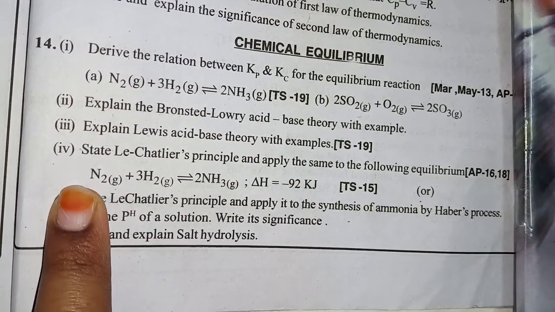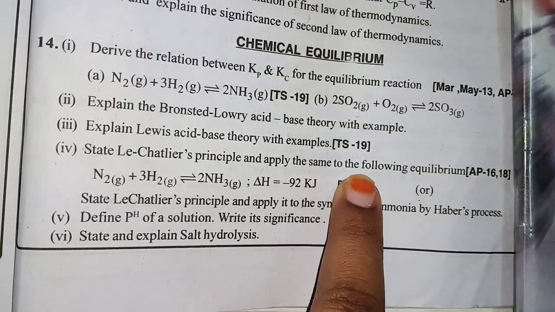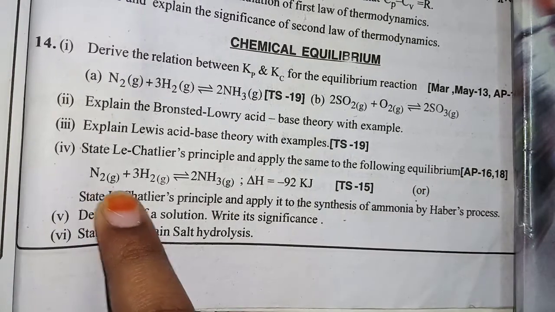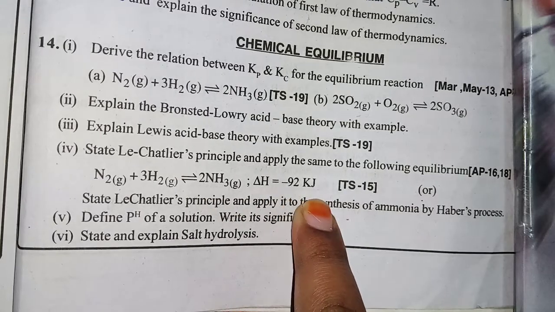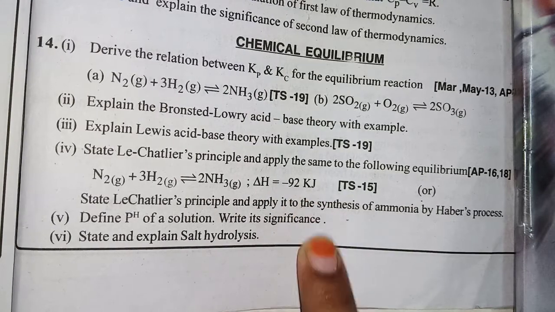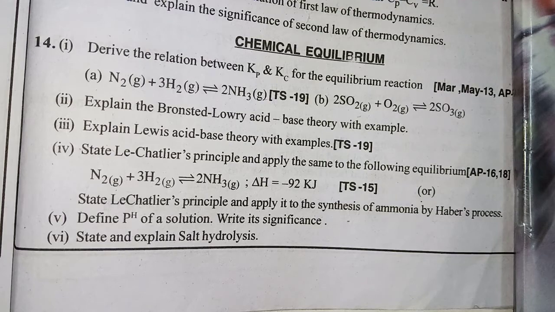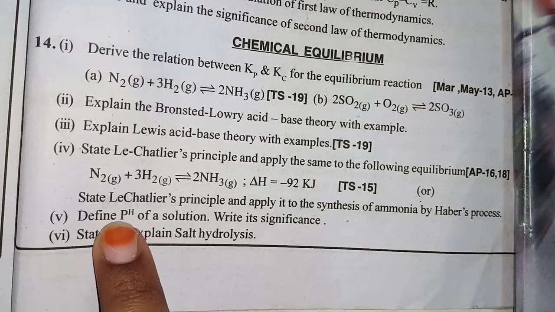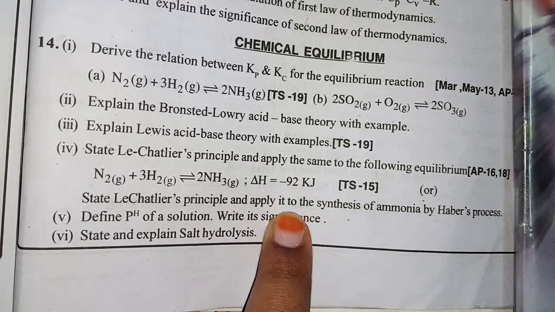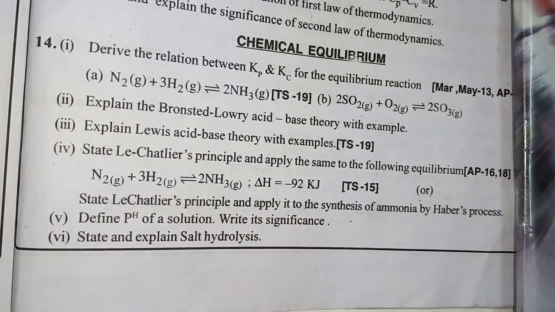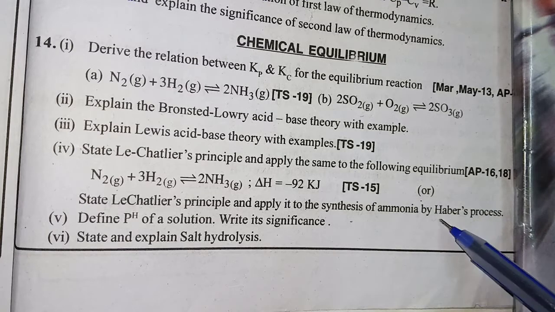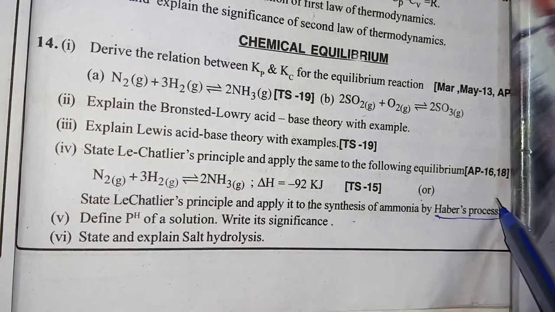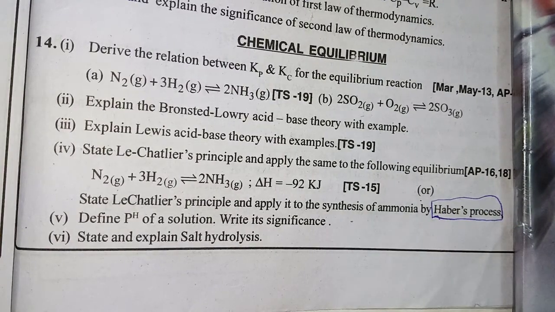Fourth question, state Le Chatelier's principle and apply the same to the following equilibrium: N2 plus 3H2 reversible reaction to NH3, delta H is equal to minus 92 kilojoules per mole. This question is asked in another form. State Le Chatelier's principle and apply it to the synthesis of ammonia by Haber's process. Haber's process is the most important question that we should remember.